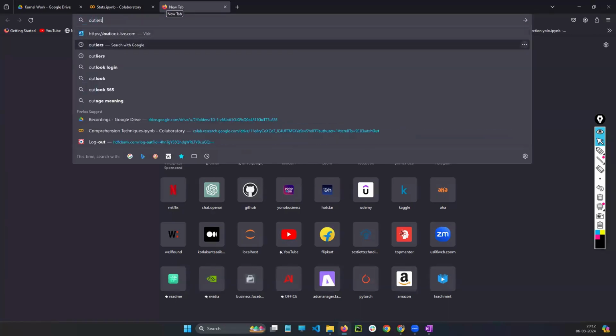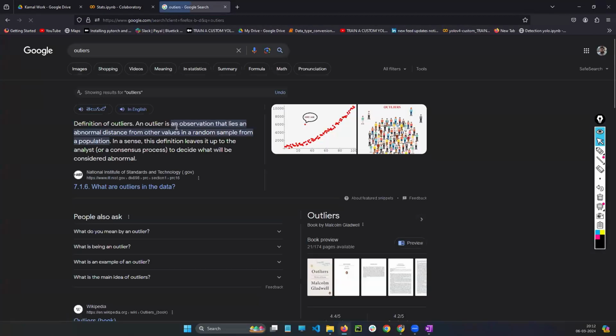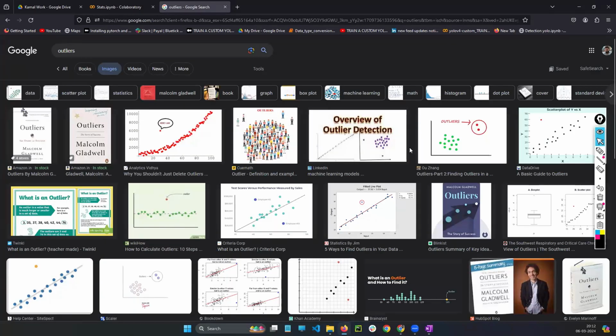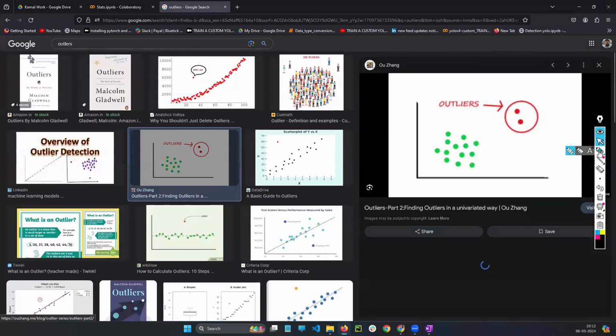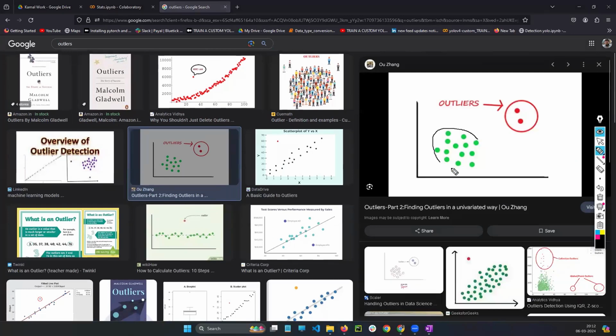So what is the meaning of outliers? An observation, which means a point that lies an abnormal distance from other values. Take any image, for example. You see here, there are a few points which are close to each other, but these two values are far away. So these two are outliers.